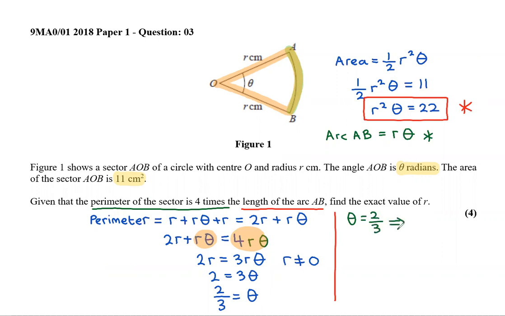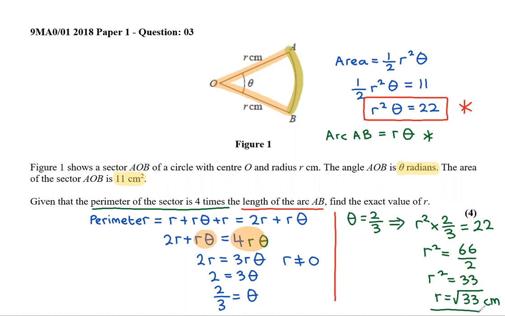So theta is equal to 2/3. So we have that r squared multiplied by 2/3 must equal 22. Okay, just make r squared the subject. So we're going to have 66 over 2. So we have r squared is equal to 33. So we have r is equal to the positive root of 33 centimeters because we're talking about distance, of course. So there we've done it.